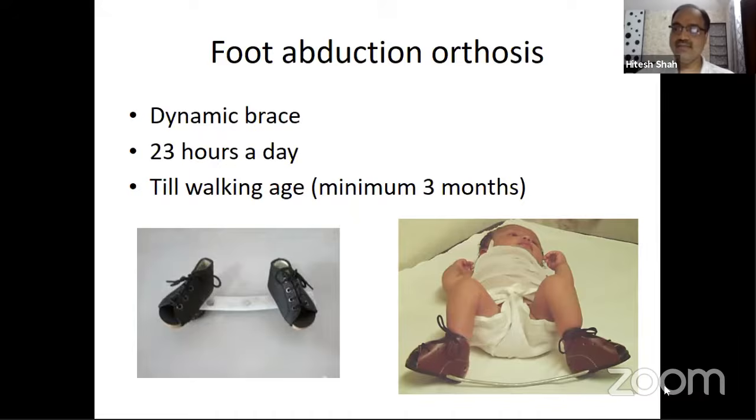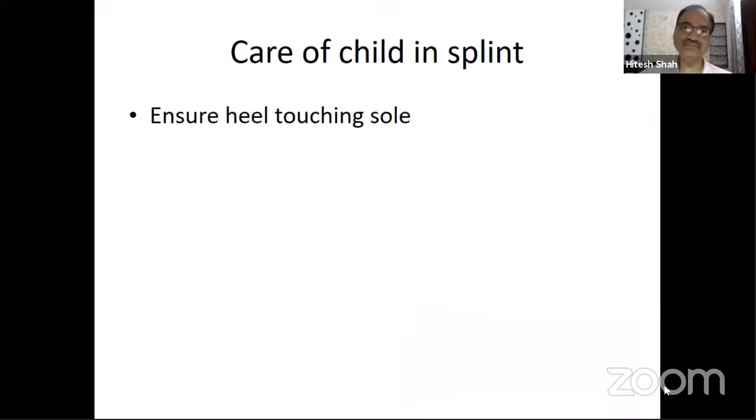What is the measurement of the foot abduction orthosis? The bar size should be equal to the distance between both shoulders of the child. The size of the infant varies, so it will depend on the availability of the brace. It should be kept as the foot abduction brace.